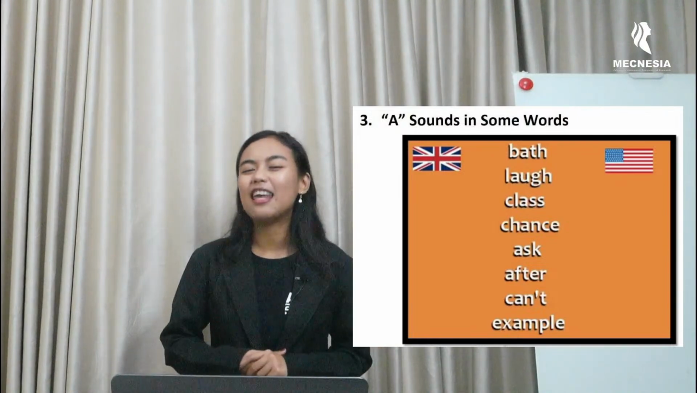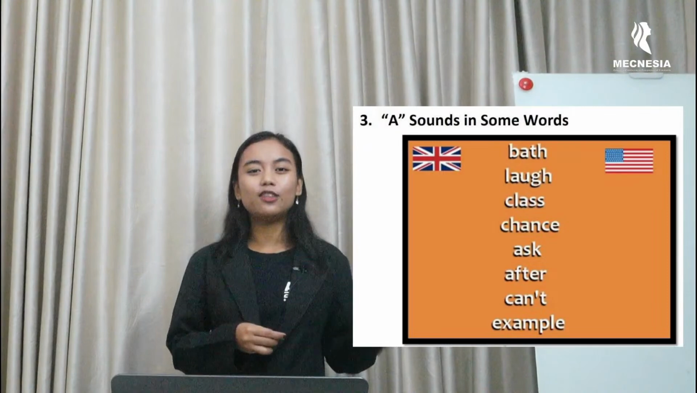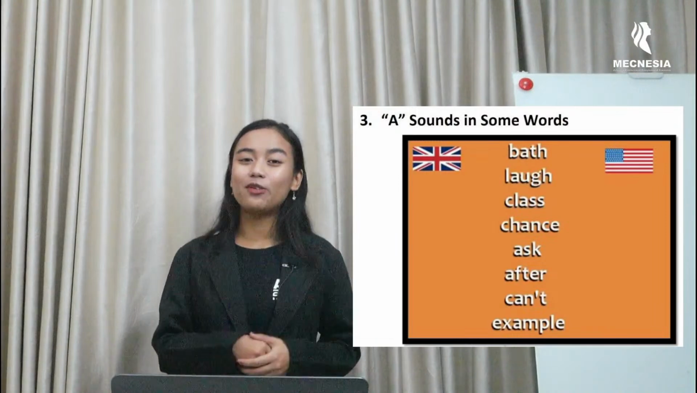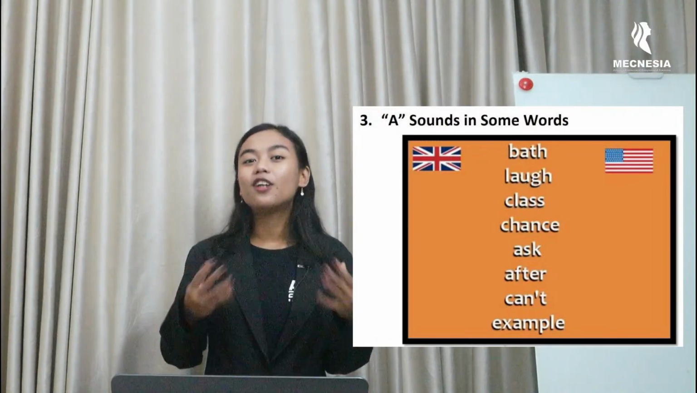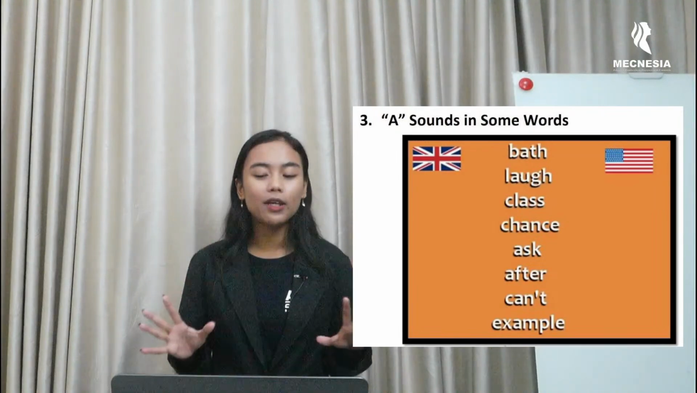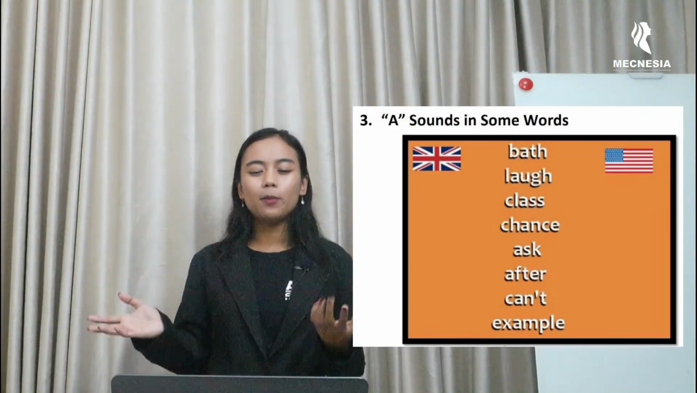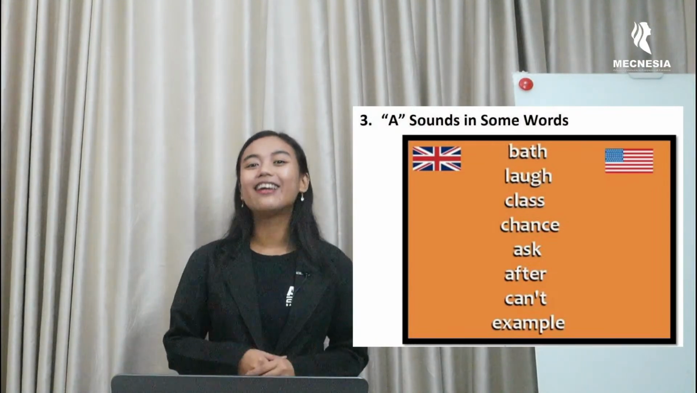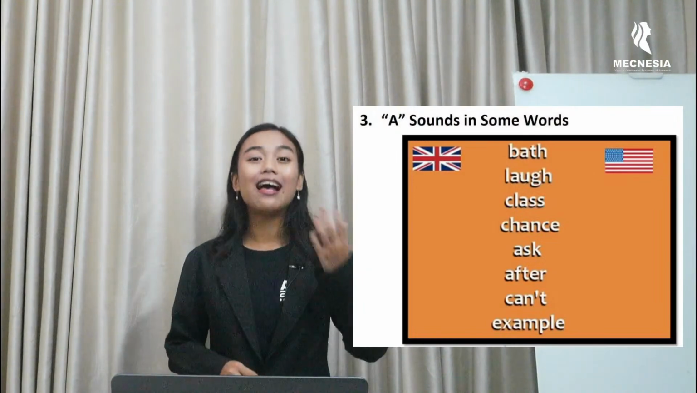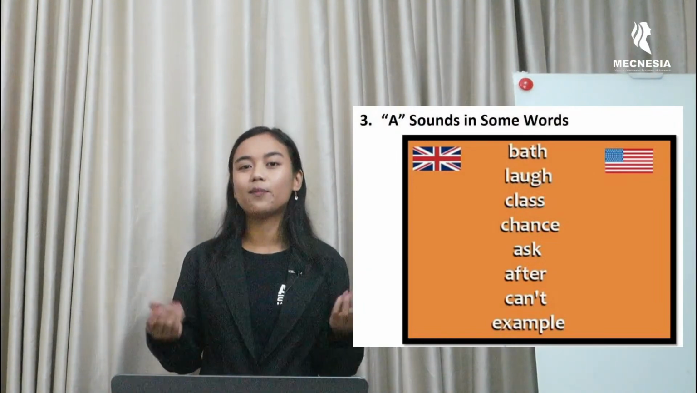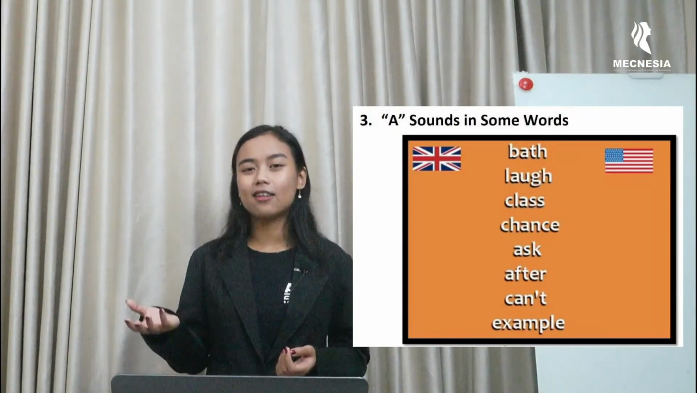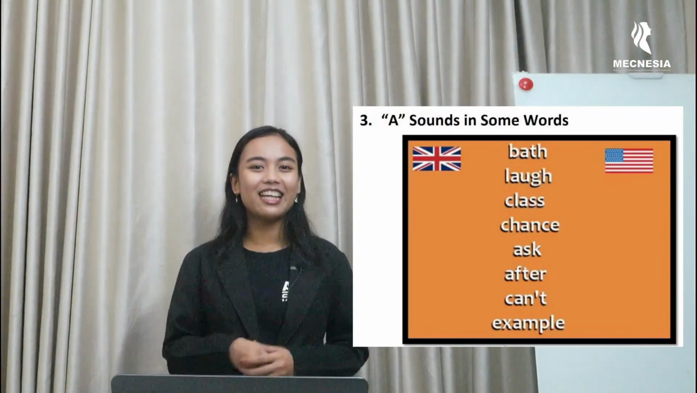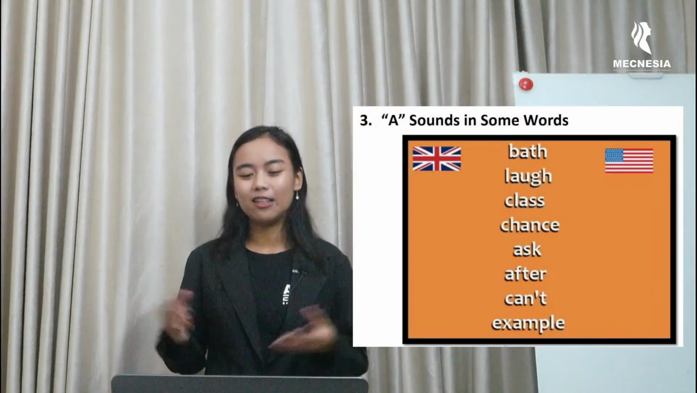Next, we have the word can't. In British English, we pronounce it as can't. Let's try it with me. While in American English, sedangkan di bahasa Inggrisnya orang Amerika, we say it can't. Let's try it. So we have can't and can't. Can't or can't means tidak bisa. Let's say it together.